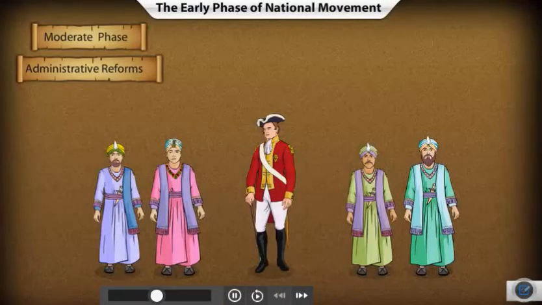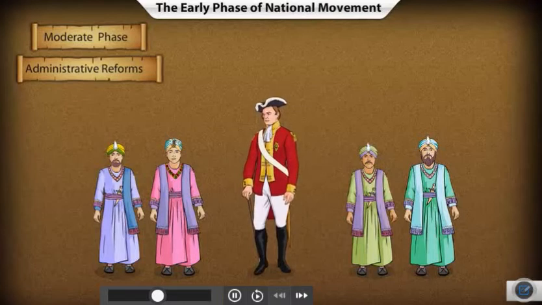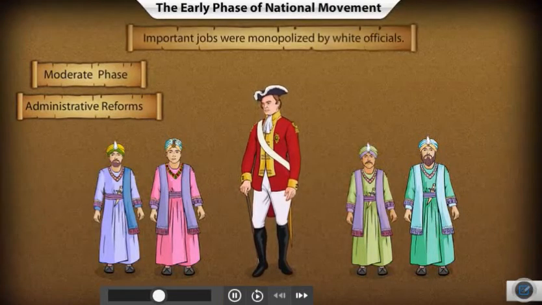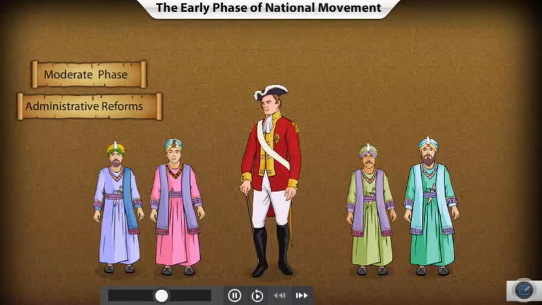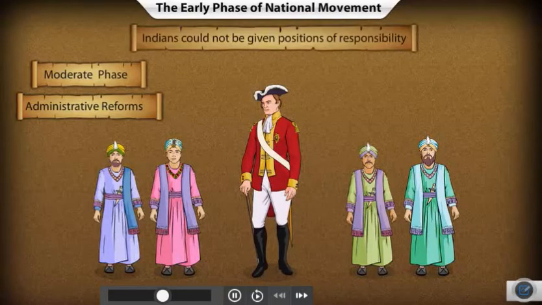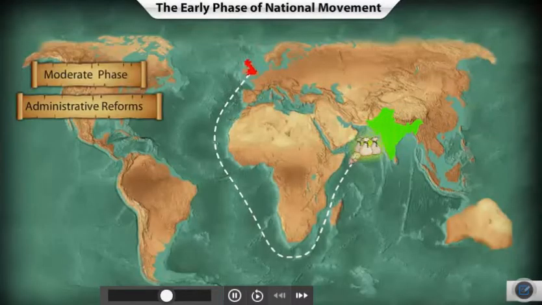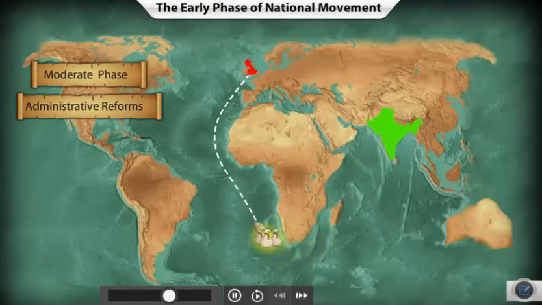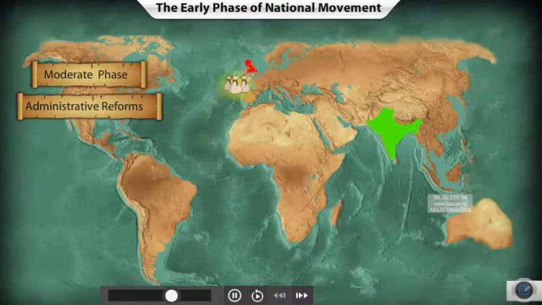The demand for Indianization of the administration arose as most important jobs at the time were monopolized by white officials. The British generally assumed that Indians could not be given positions of responsibility. Also, the British officers were sending a major part of their large salaries home. The moderates hoped that Indianization would also reduce the drain of wealth to England.